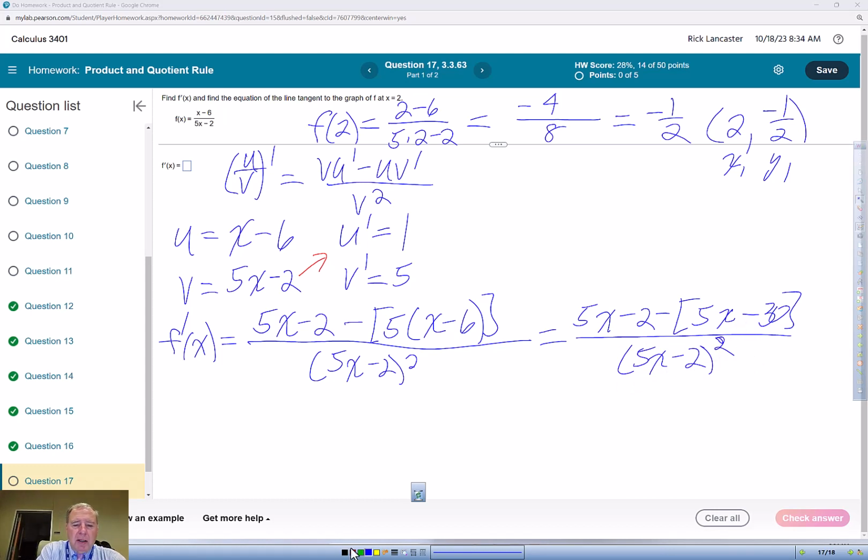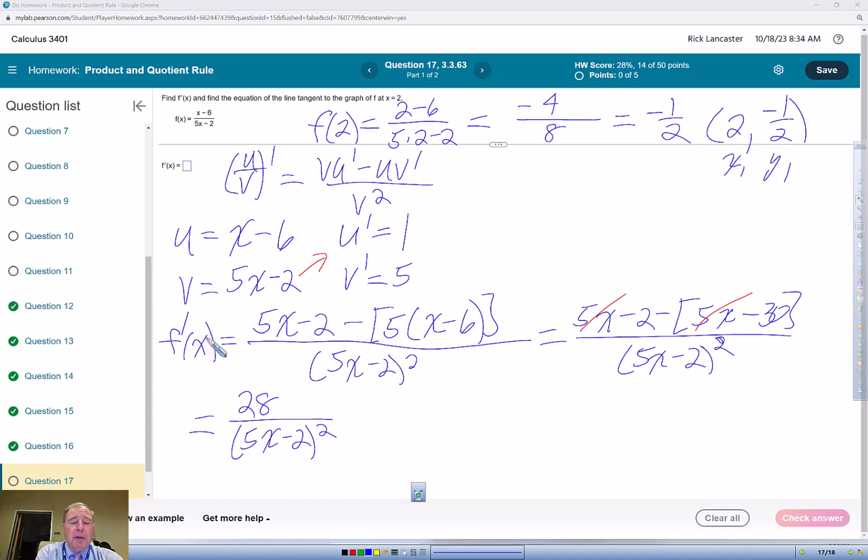So now I can simplify. 5x minus 5x cancels to 0. This is going to be negative 2, then minus a negative 30. That's going to be 30 minus 2. So we're going to get a positive 28 over 5x minus 2 all squared.